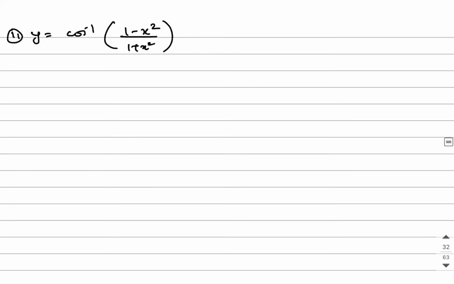Now let's look at the 11th problem. So the 11th question is y is equal to cos inverse of 1 minus x square by 1 plus x square. We need to find dy by dx. So for that, what we can do is, if you observe the right hand side, it is of the form 1 minus tan square theta divided by 1 plus tan square theta. So this is nothing but cos 2 theta.